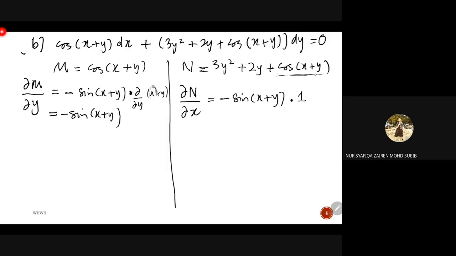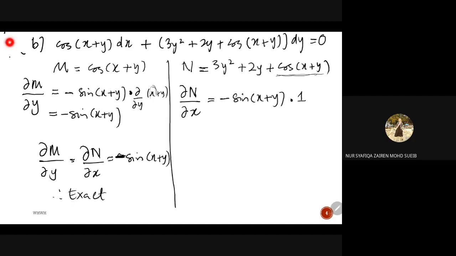So from here, again you can see that del M over del Y is equal to del N over del X, which is equal to negative sin X plus Y. Negative sin X plus Y. Alright, so this means that since they are equal, this differential equation again is exact. Clear everyone on how to do the test of exactness?